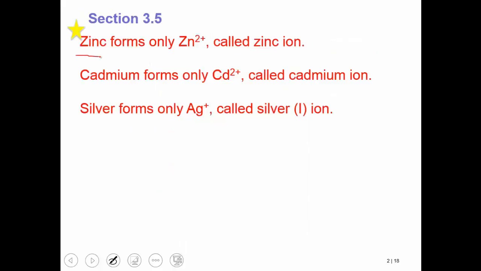Now, you should know, and there's a star on here, that zinc only forms zinc +2. And so you can write zinc +2 or 2+. It doesn't matter. They're both correct. Cadmium only forms +2. And silver will only form a +1. Sometimes we call it the silver 1 ion, but most of the time we don't call it that. We just call it the silver ion.